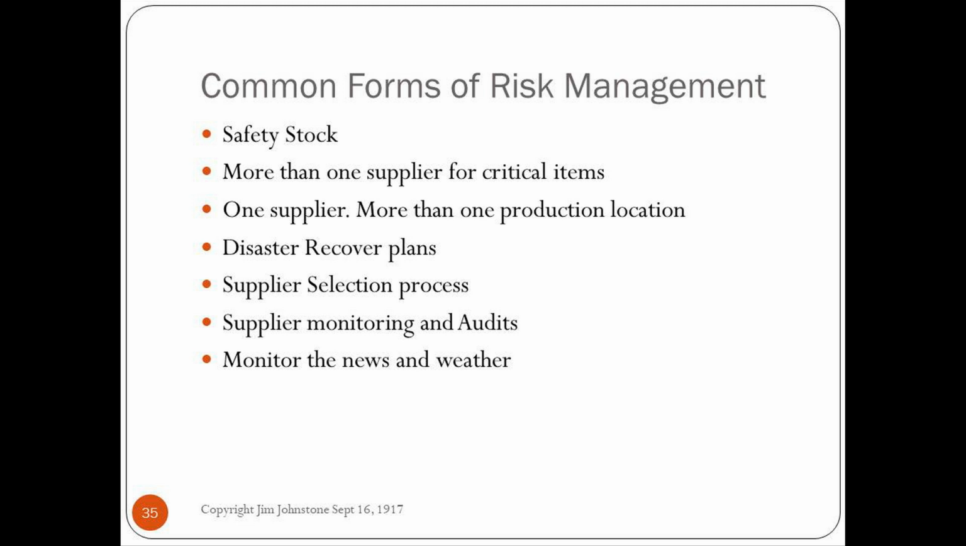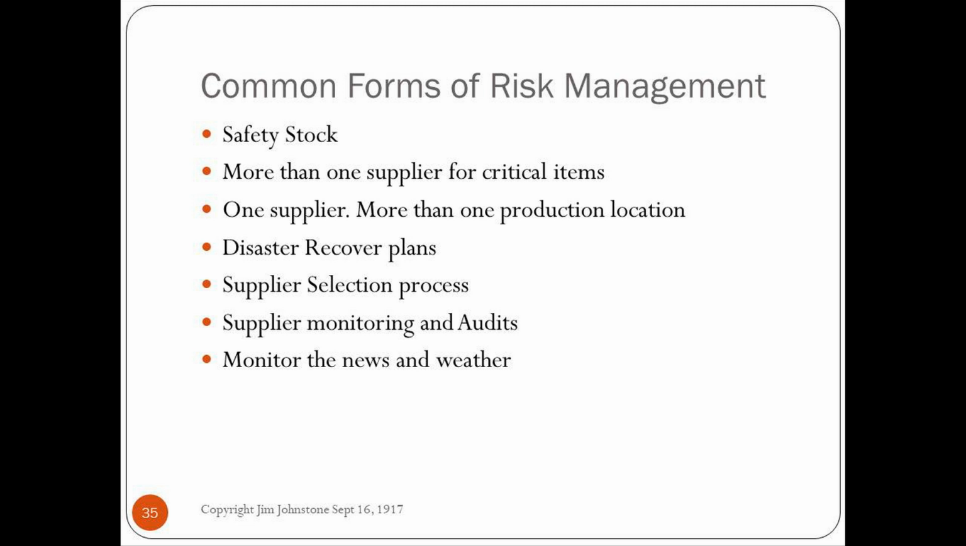You could have more than one supplier for critical items. The problem with having more than one supplier is each supplier is going to produce those critical items slightly differently. And so you're going to have a variation in your product and the way it performs. I could have one supplier but more than one production location. That's better, but doesn't always give me the lowest price. Every supplier should have some kind of a disaster recovery plan, what they're going to do if they get struck by a hurricane or an earthquake.